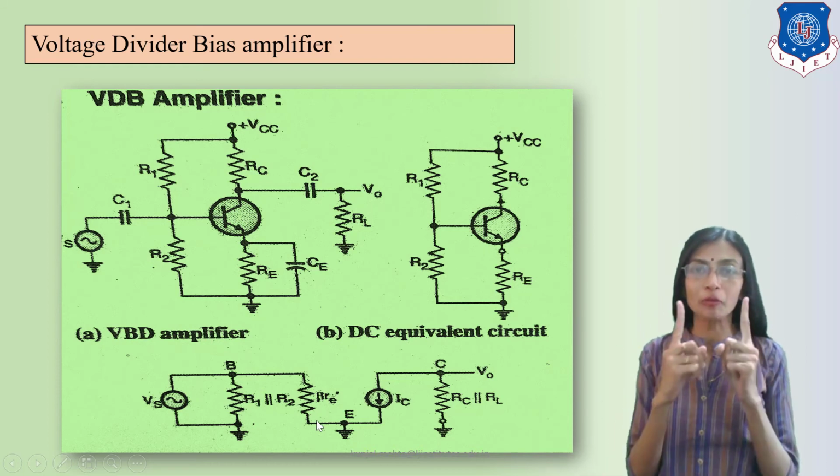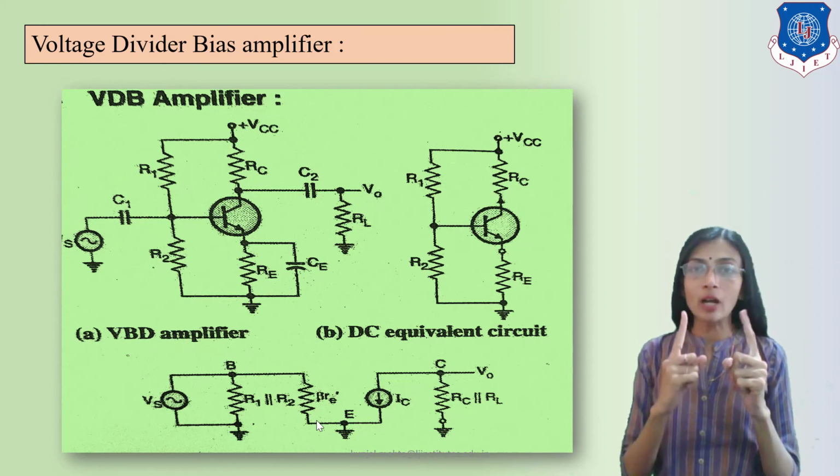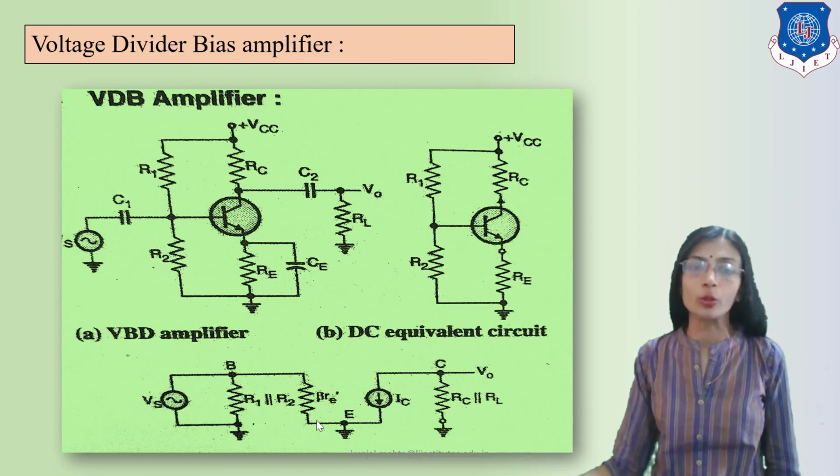The two sides of the pi model: one side is the input, that is the resistance of the internal base or internal diode, and the other side is a constant current source. So this is the input, beta RE dash, and this is the output, considered as a constant current source. The emitter is always connected to the ground.